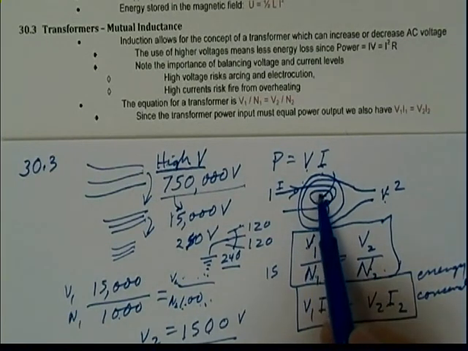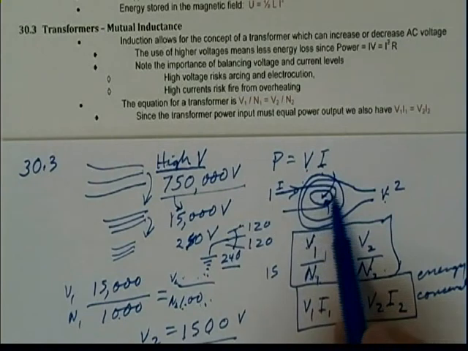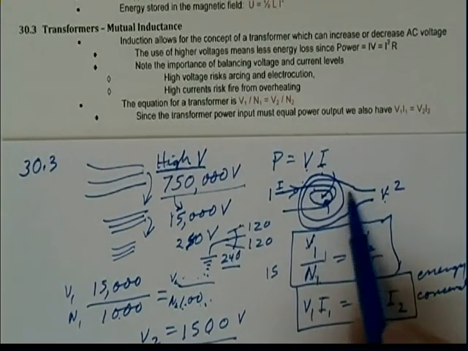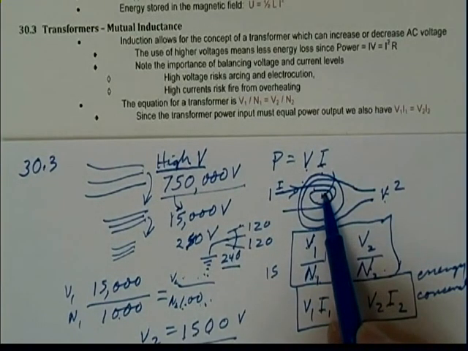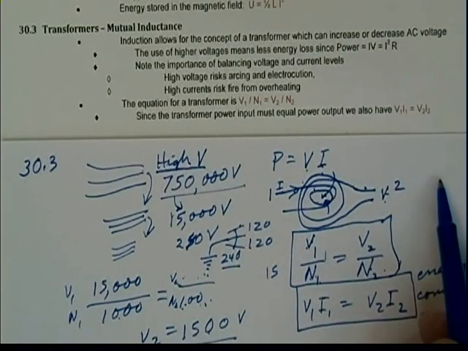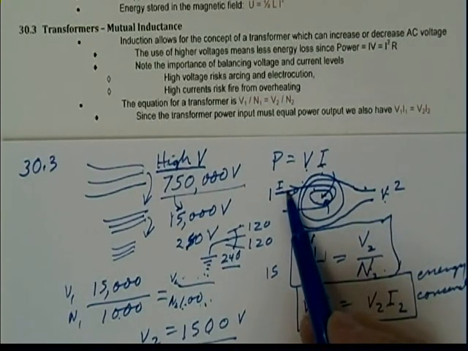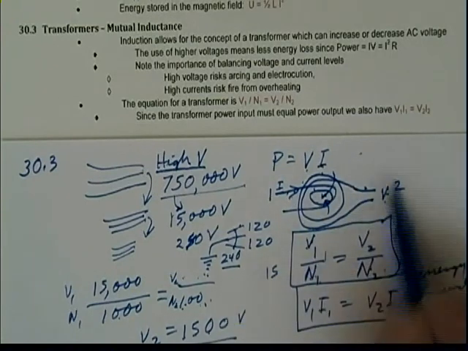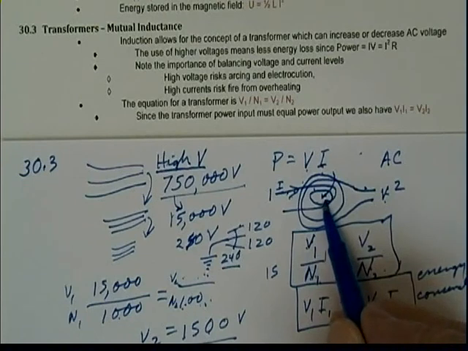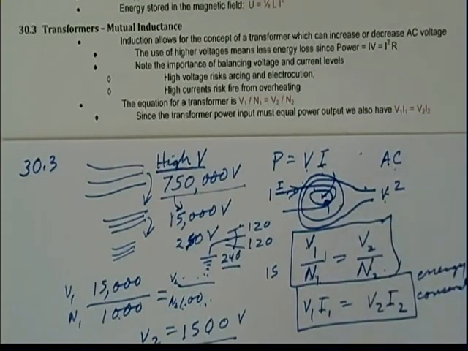Remember, this only works for alternating currents, because if this current is not alternating but just fixed, then we're not going to have any changing magnetic field, so no current's going to come out over here except when we're starting this thing up. So the virtue of alternating current, or AC, is the fact that we can easily step up the voltage or step down the voltage using transformers. Okay, that completes Section 30.3.